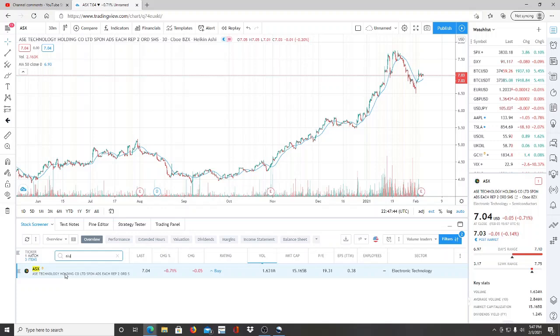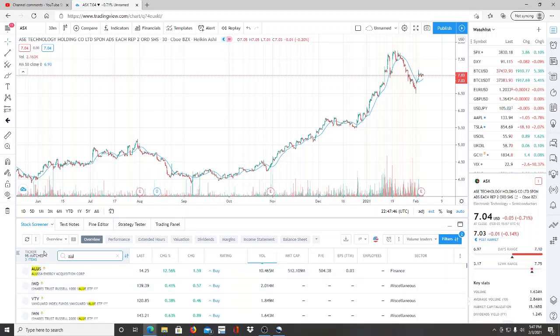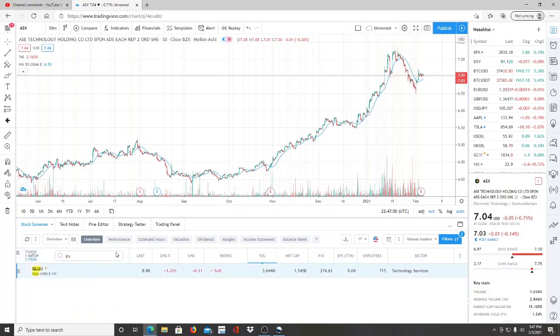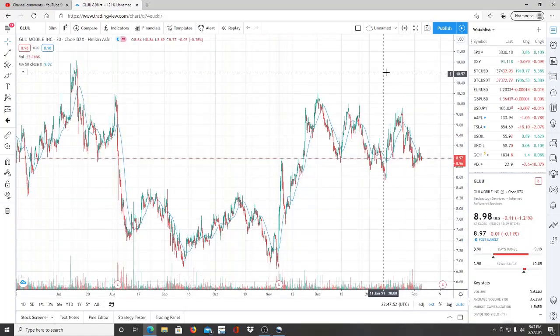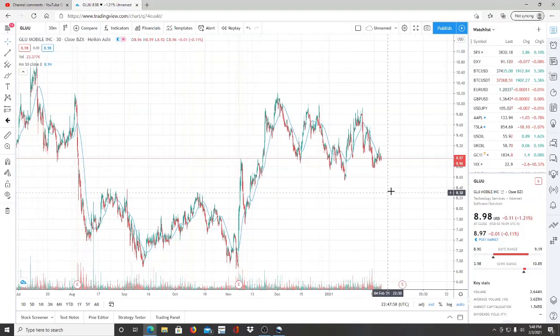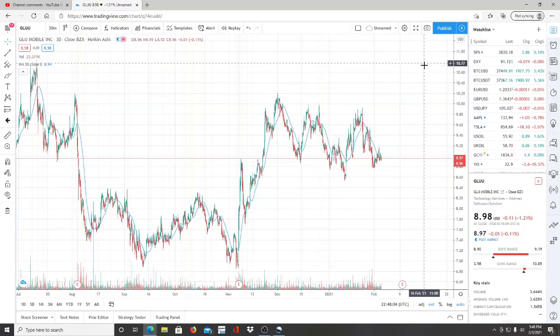Well, that is Glue Mobile, GLUU, Glue Mobile Inc. Now, this is the one that's been downgraded. It's sitting at $8.98, and price targets are up at the $10 range. Now, it's been dropped by a few cents, but there's still room from $10 to $11 from where we're at.